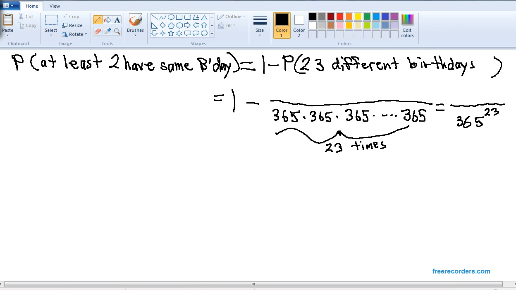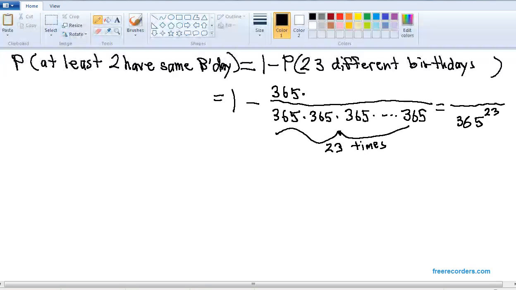Now the numerator. The numerator is the number of outcomes in the event. The event is what we're trying to find the probability of. The probability is not just that these 23 people all have a birthday, but that they have different birthdays. So again, the first person can have his birthday on any of 365 days.